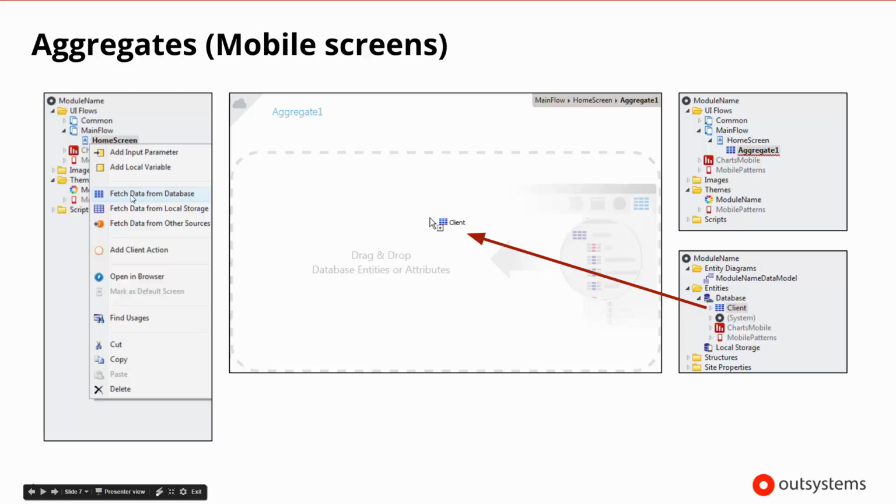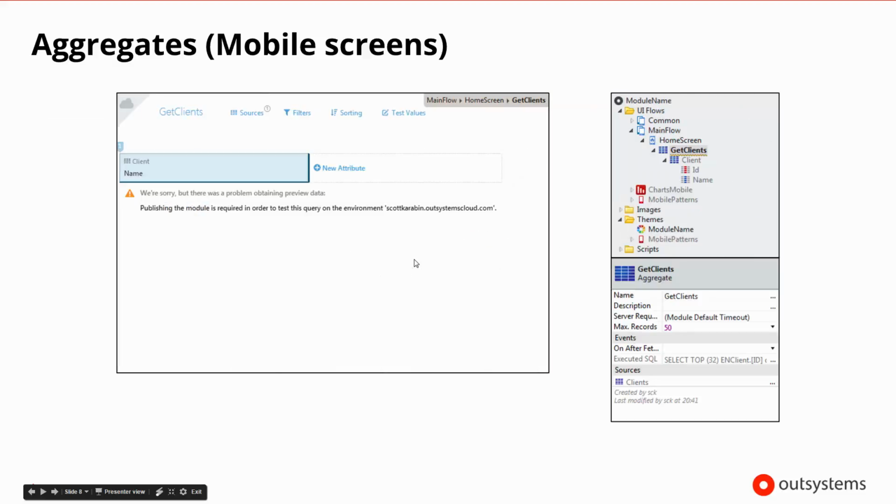So once we say we'd like to fetch data, it will go ahead and create an aggregate for us, and it will give it a default name of Aggregate1, and that Aggregate1 will be attached to the home screen. Once the aggregate is there, it says please drag and drop some sort of entity or attribute so we know what to try to retrieve with this aggregate. And we could go over to the data tab and we could say give us the clients, and then it would go ahead and create the aggregate to retrieve clients for us. So this is one way to go ahead and create aggregates.